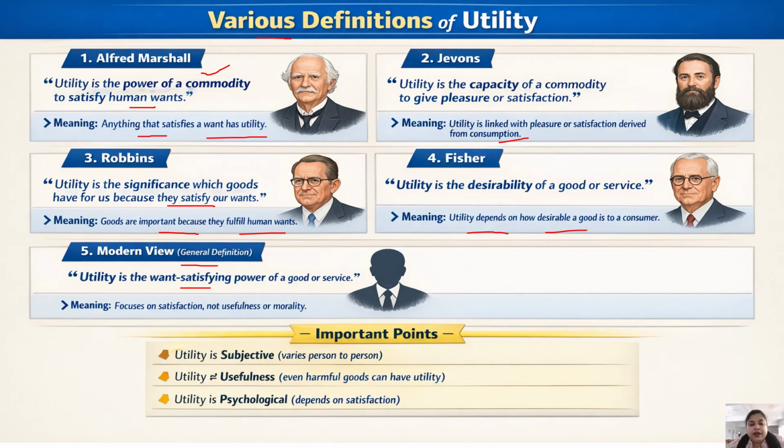Some important points we have seen here. Utility is a subjective phenomenon because it varies from person to person, as I already explained in an earlier slide with the example of a thirsty person and a non-thirsty person. Then, utility is usefulness. Even harmful goods can give utility, for example cigarettes and alcohol. The next is that utility is psychological, as it depends upon the satisfaction.